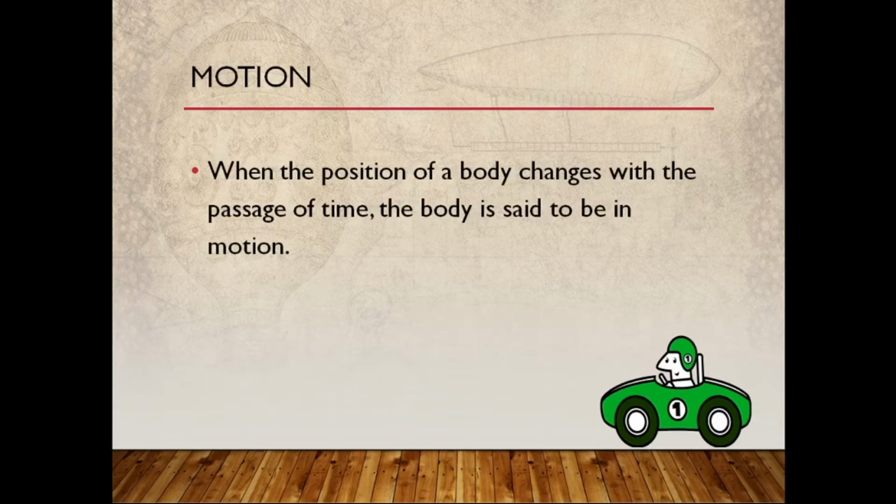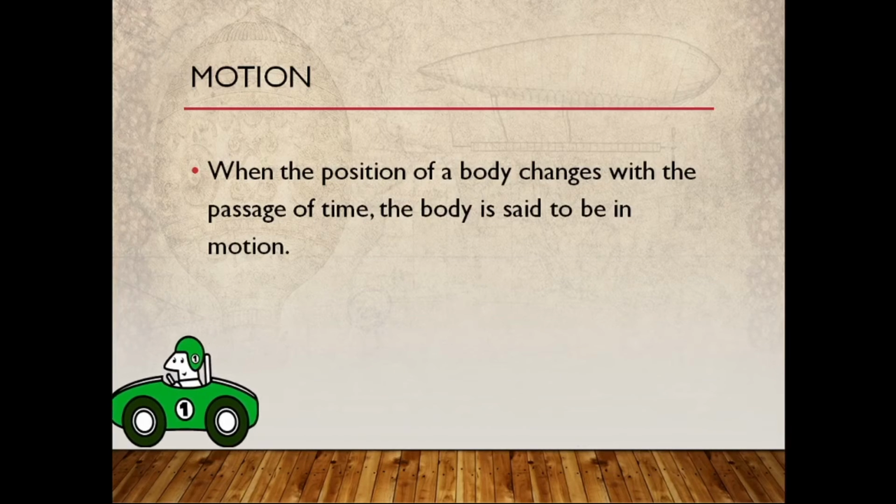But what is motion? When the position of a body changes with the passage of time. That means when any object changes its position from one place to another with time, it is said to be in motion. Here, this car is in a rest state. But now look, it is moving. So it is in the state of motion. Understand? It changed its position from one point to another point. This is what we call motion.